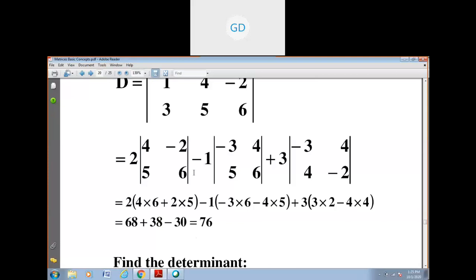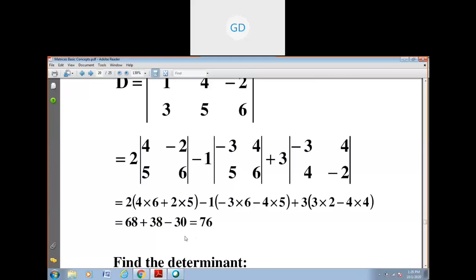Just cross multiplication. Similarly here, minus 1 into minus 3 into 6 minus 4 into 5. Here, within cross multiplication, 3 into minus 3 into minus 2, minus 4 into 4. So minus 3 into minus 2, minus minus is plus. So simply written, 3 into 2 minus 4 into 4. So this is the simple expansion. Putting these values, we have 76. So 76 is the value of the determinant.